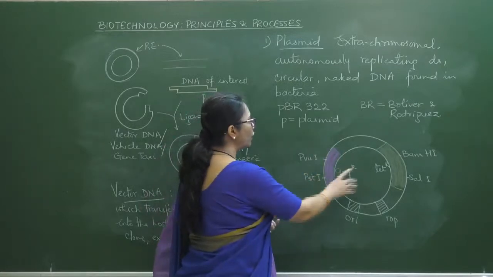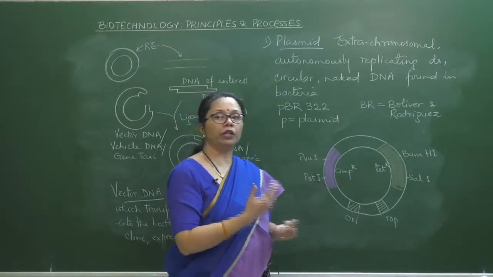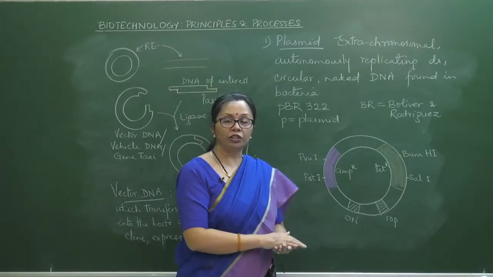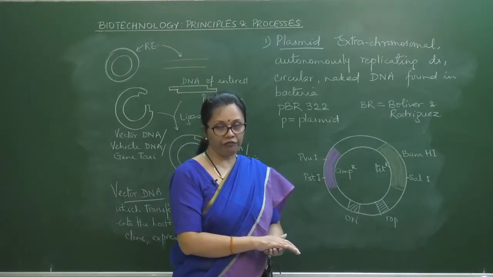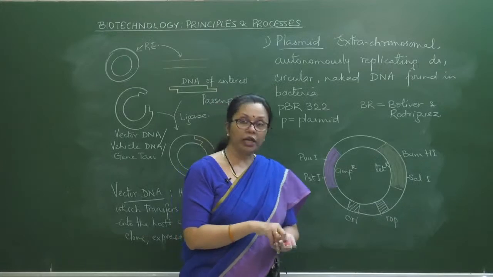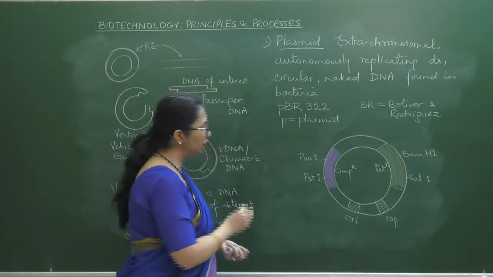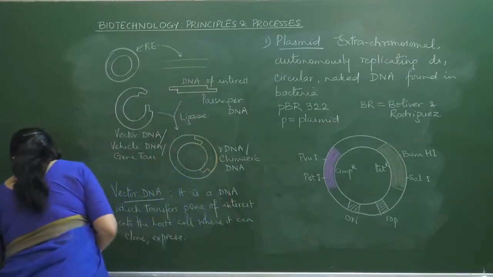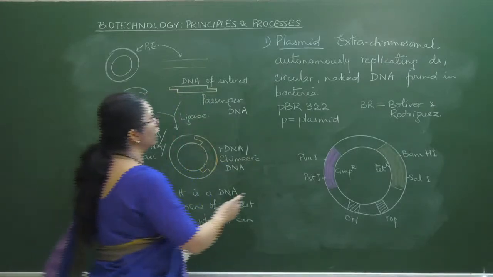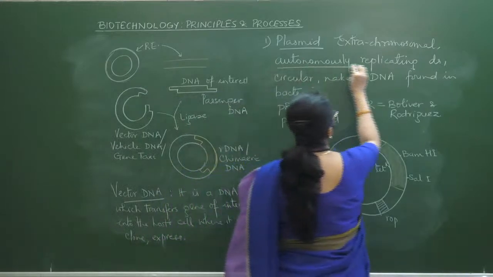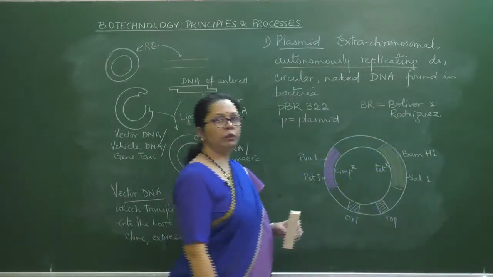So now from here we'll take on the properties. What properties should a vector have? A DNA to be used as a vector should have certain suitable properties. One we have already mentioned: it should be able to autonomously replicate, so that way it will be easy.